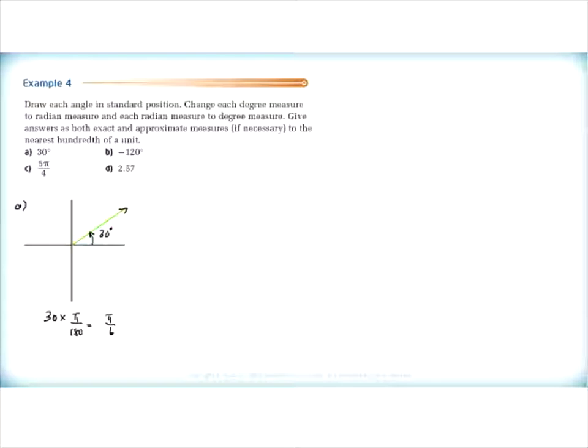Now it does say give the answer as exact and approximate measures if necessary. We can give it as an exact answer, so we'll leave it as an exact answer. Let's have a look at B.